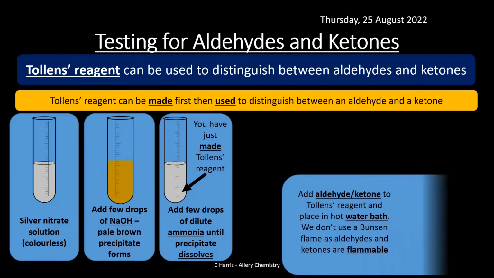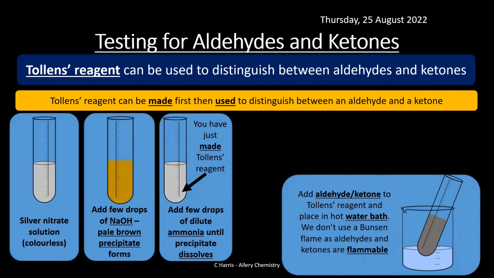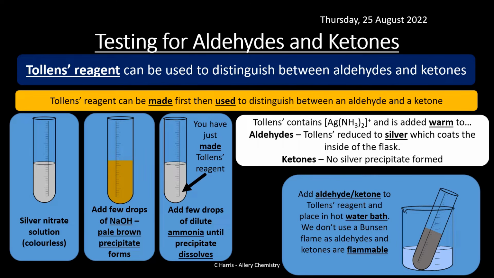Once we've got the Tollen's reagent, we add it to either the aldehyde or ketone, whatever we have, and put that in a hot water bath. Never use a Bunsen burner, because aldehydes and ketones are flammable. You don't want an accident at all. Your Tollen's contains a silver ammonia complex, as you can see on there. When it's added warm, if we have an aldehyde present, we get this lovely silver mirror that starts to coat the test tube. If it's a ketone, then we don't get any precipitate formed.